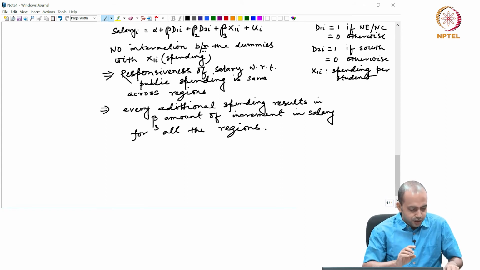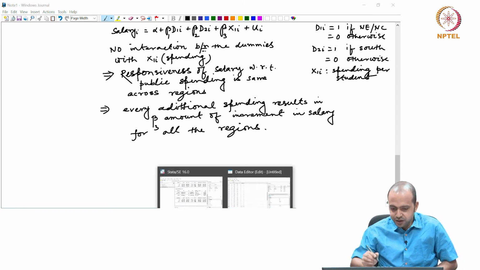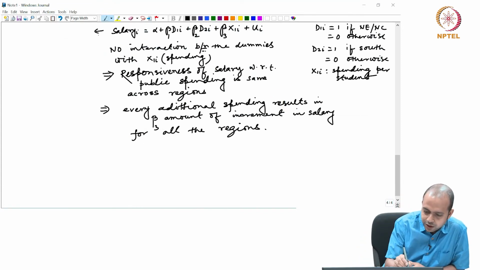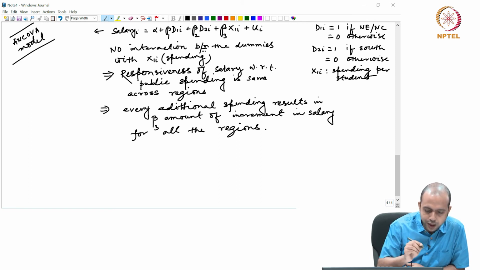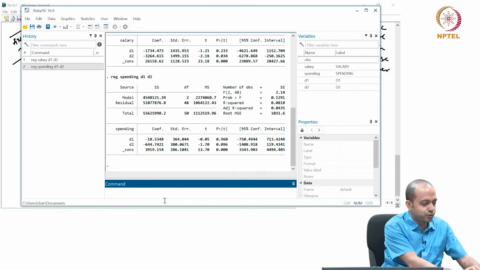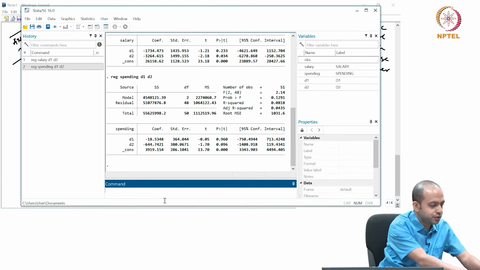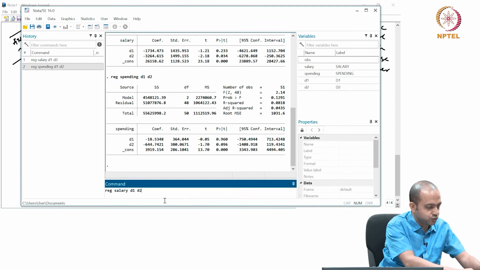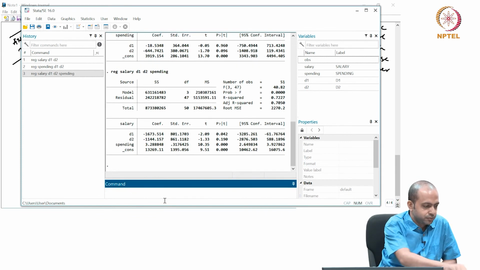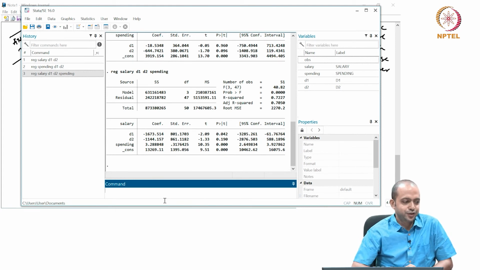All right. Now, what I will do? I will estimate this third model. Okay, and for your information, this particular example is an ANCOVA model. So, now we will estimate this ANCOVA model, and what would be the command for this? Simple: reg, then your salary, then D1, D2 and spending. This is your complete model, and this is the result.